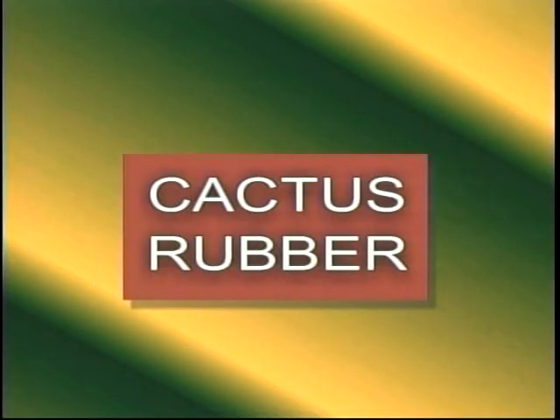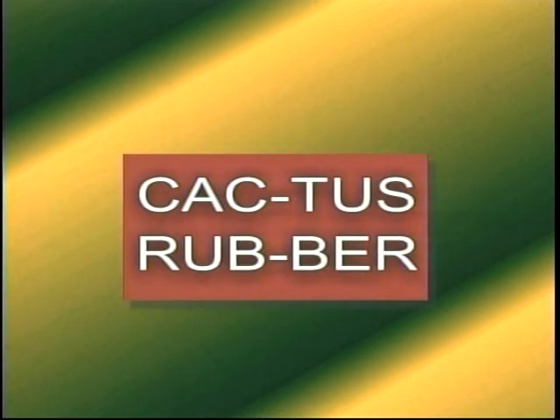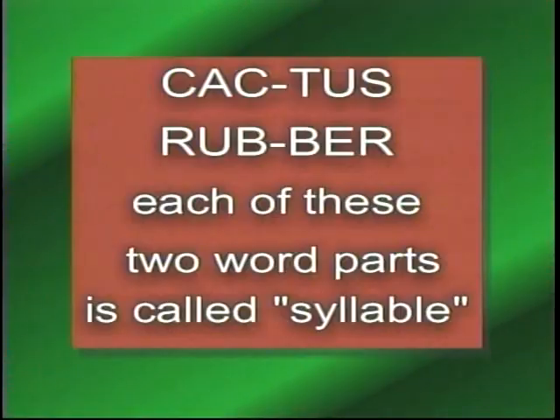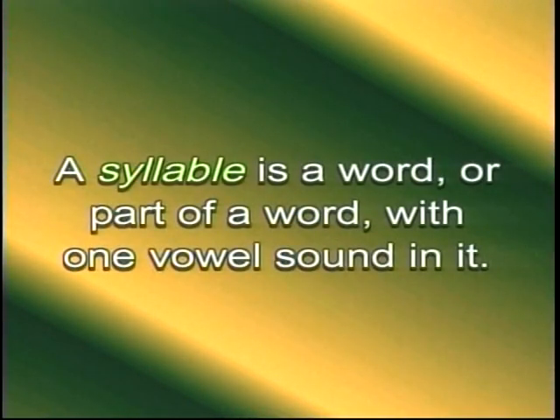Do you hear the two vowel sounds in cactus and rubber? And what else do we see? Right, we see that each of these two words has two parts. Each of these word parts is called a syllable. A syllable is a word or part of a word with one vowel sound. The vowels can make two sounds: a short sound, which you'll learn in the first part of this lesson, and a long sound, which you'll learn in the second part of our lesson.